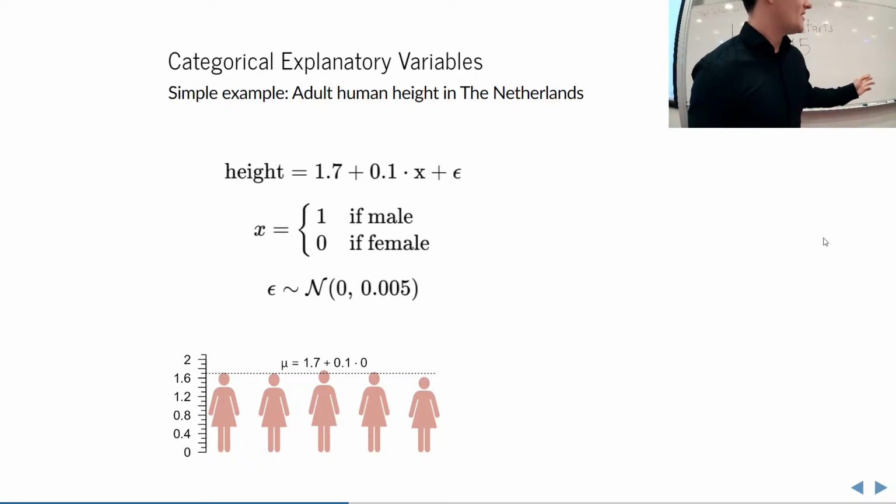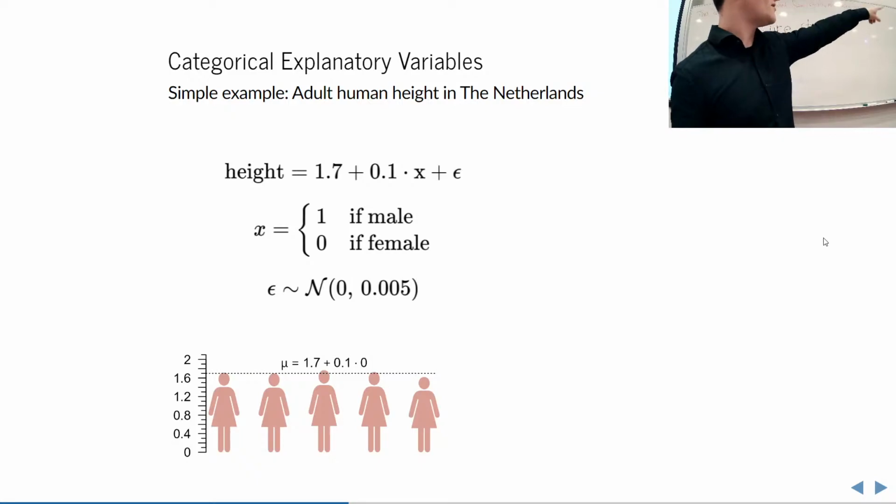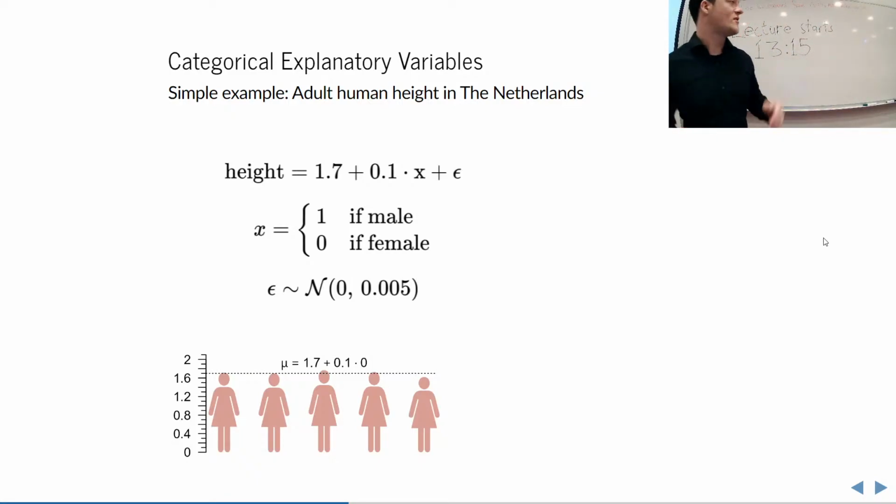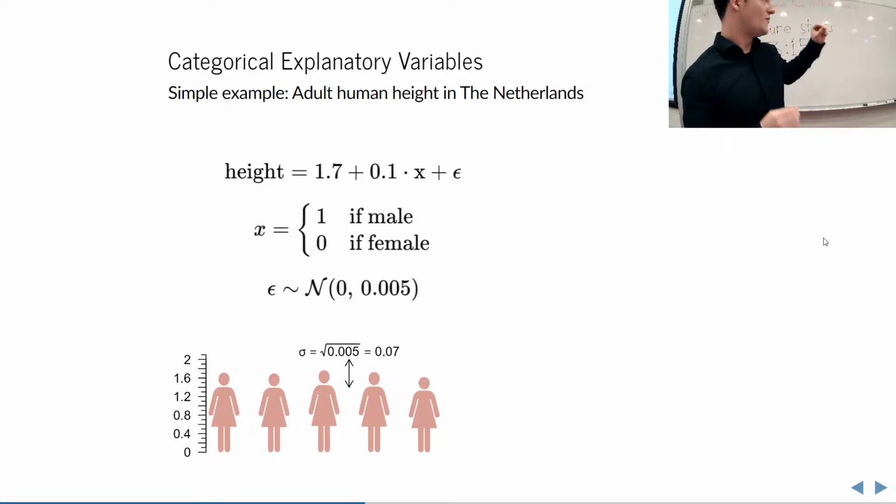So what does this model say? It says the mean for women is 1.7 plus 0.1 times 0, because this vector, this x, is equal to 0 if you're female, right? So it basically says your height is 1.7 plus error. So what does a plus error mean? It means that, okay, if we convert that to standard deviation, it's a bit easier to work with.